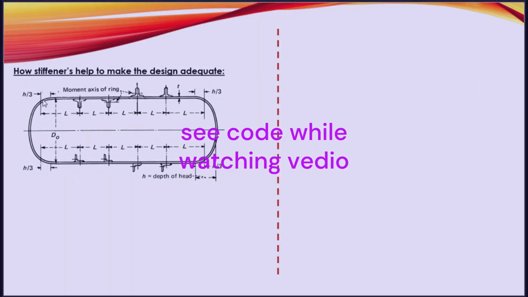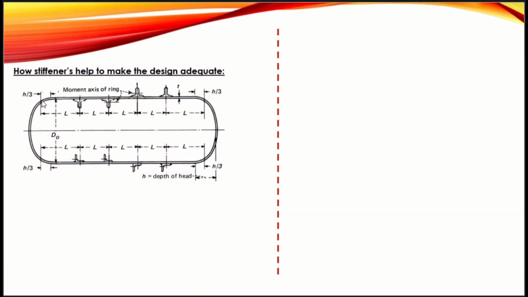So here H by 3 means what, guys? We know that as per code, these dished heads also act as a stiffener ring. So this length also acts as a stiffener ring, and we need to consider this length also. From the shell to head connection, H by 3 distance will act as a stiffener. We need to consider this length also while calculating the moment of inertia for the stiffener rings.